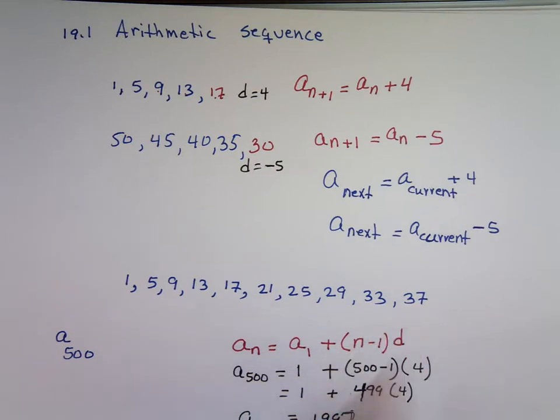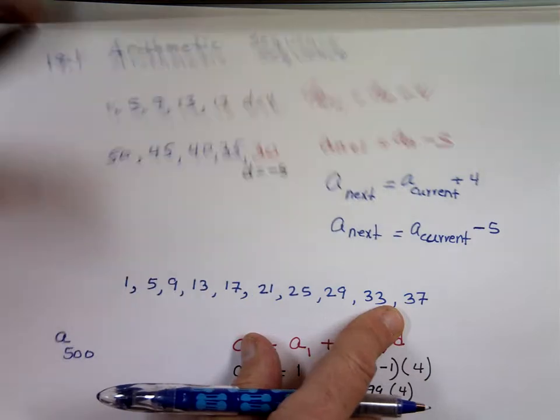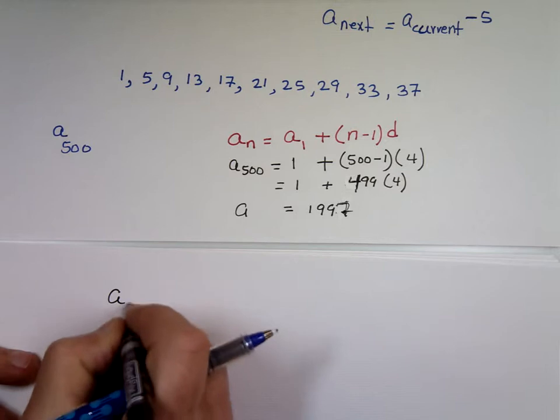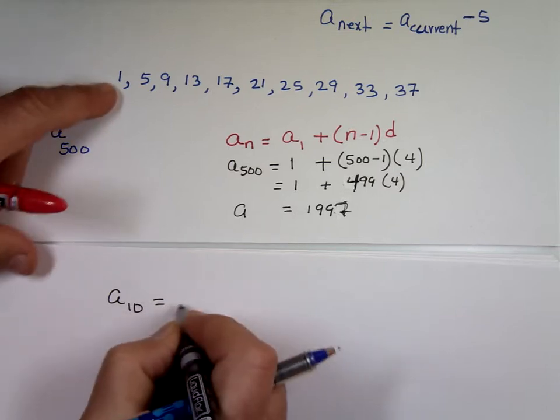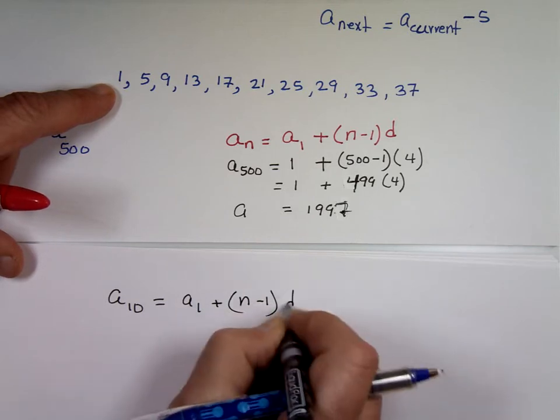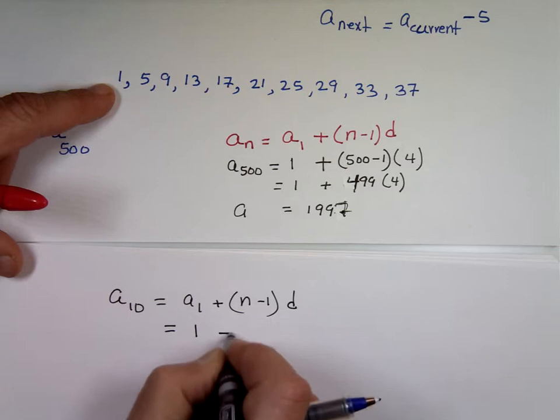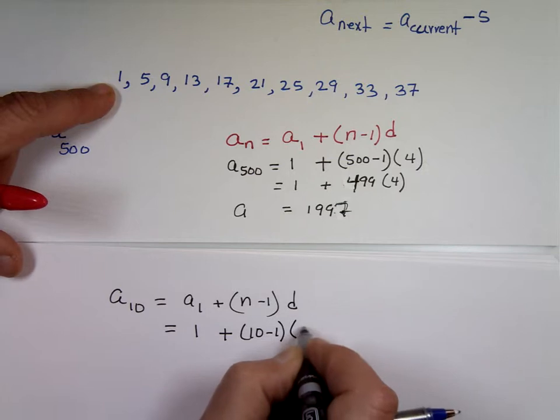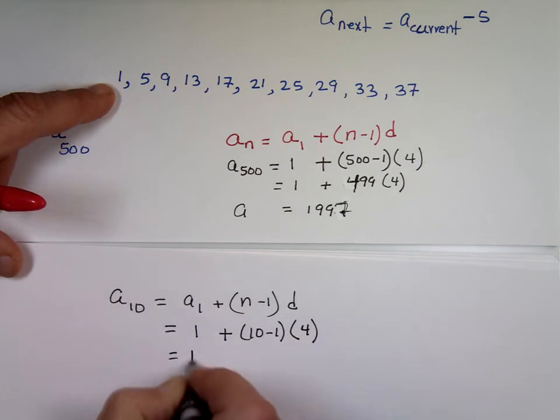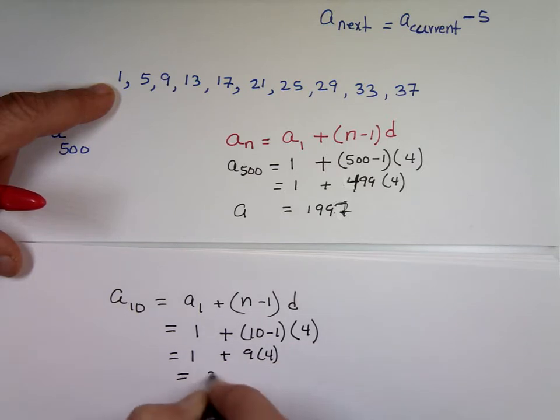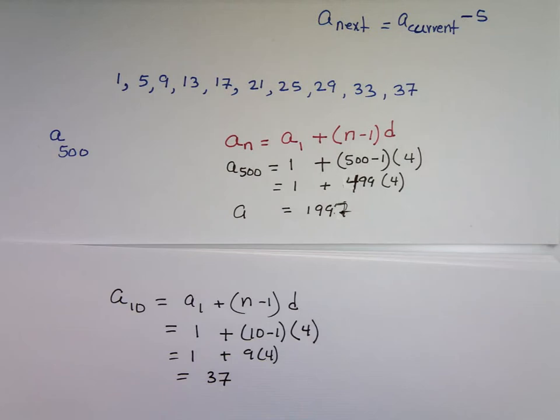Let's see what the 10th number is, because we just did that one. We'll know if it's working. So what is the 10th number for the same example here? It's the first one plus n minus 1 times d. The first one is 1. 10 minus 1 times d. d is just what? 4. 9 times 4, 36, plus 1. Is that what we got here? So you can get to the answer without having to list all the numbers.